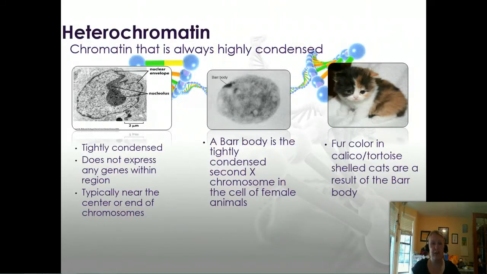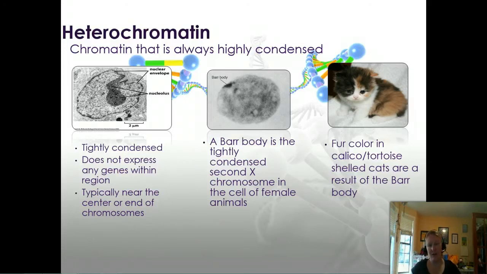Now there's a certain type of DNA that never gets uncoiled. It stays tightly condensed, it's never going to be read, and these genes are never expressed. They're typically near the center or the end of the chromosomes. They can cause phenotypic changes, or there's stuff that we haven't seen expressed in the human population or in a specific population for forever. One example of this that we can see, though, is a Barr body.